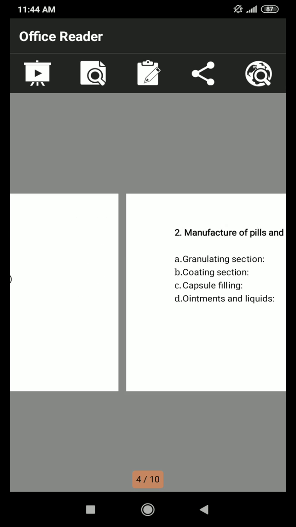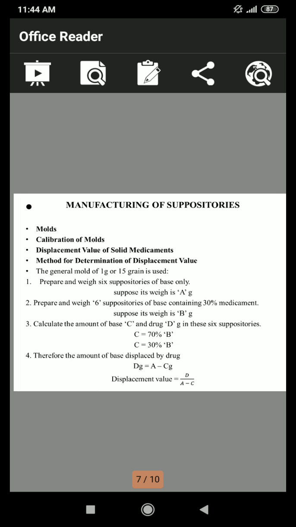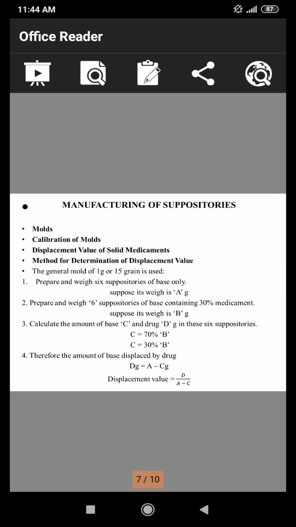Then on manufacturing of suppositories, a question is asked in the exam like this: explain in detail about the manufacturing of suppositories.